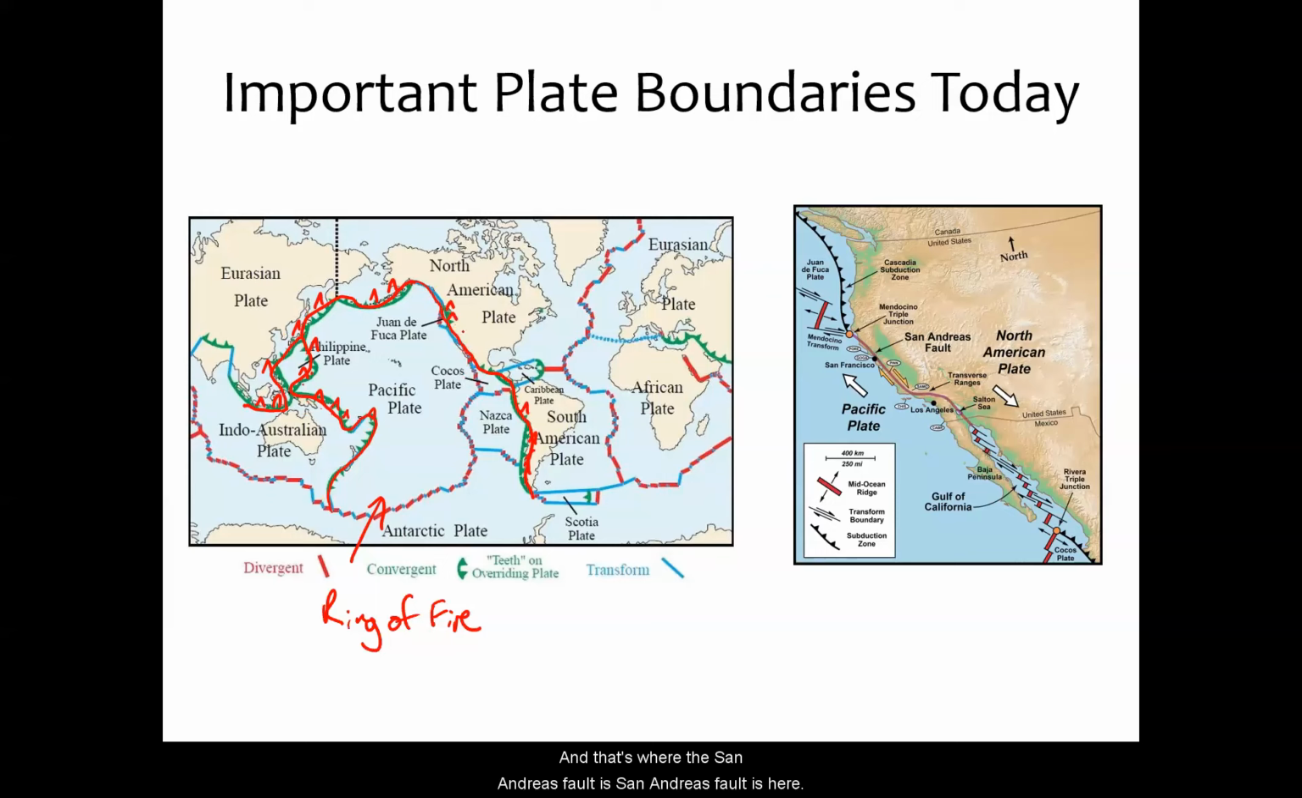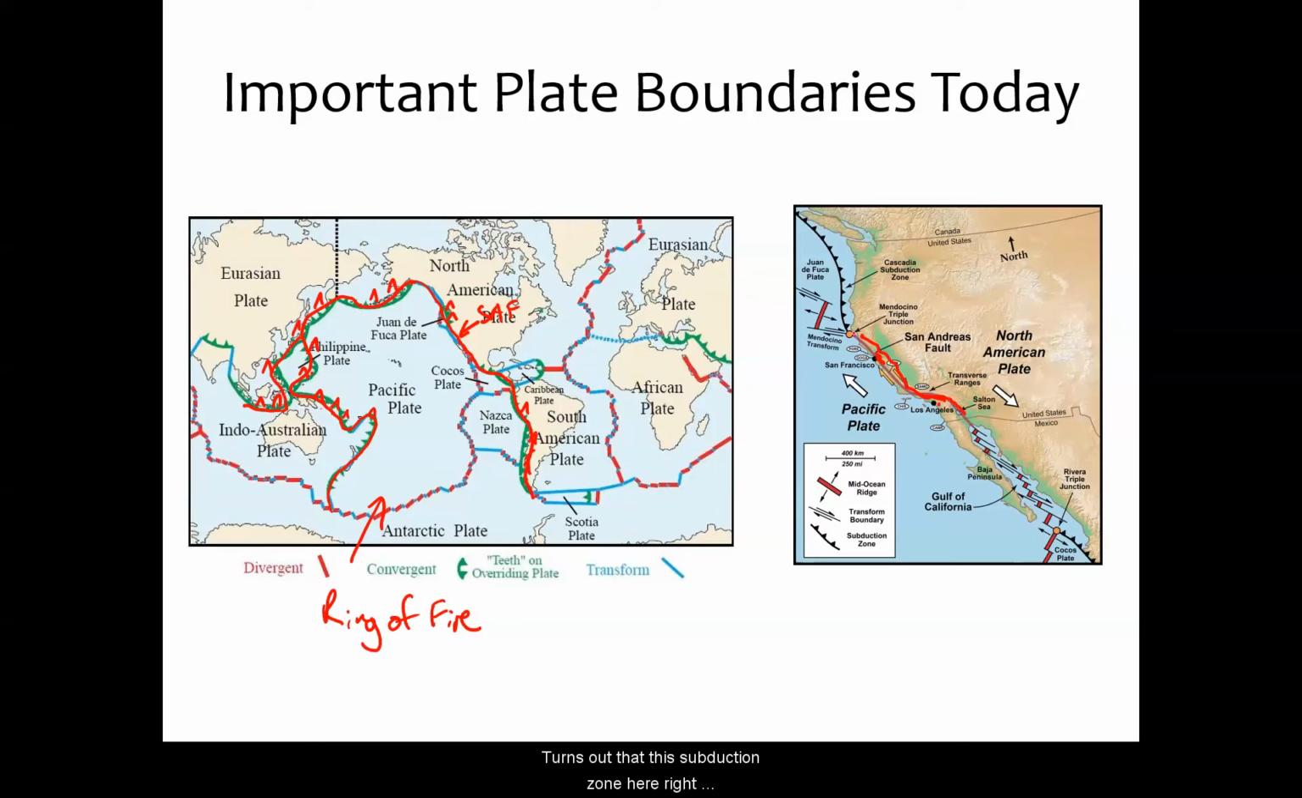And that's where the San Andreas Fault is. San Andreas Fault is here. And it runs basically right through San Francisco, and it runs near Los Angeles. So it can have big effects on both of those cities.